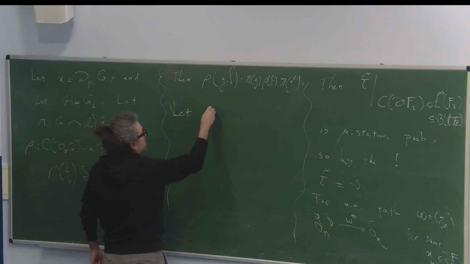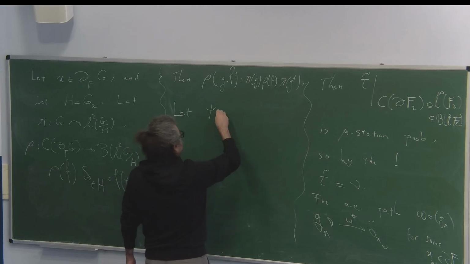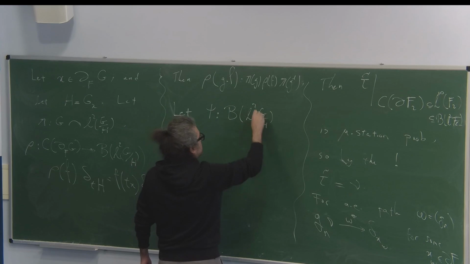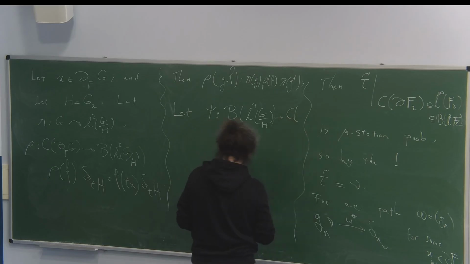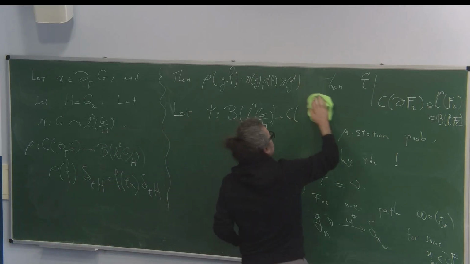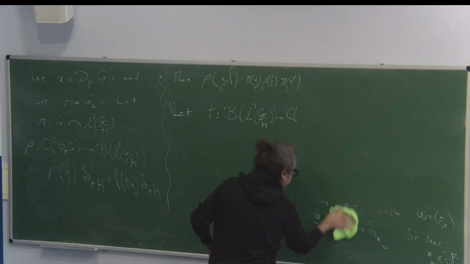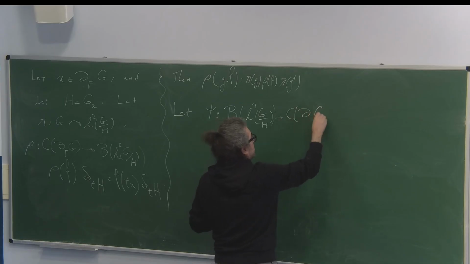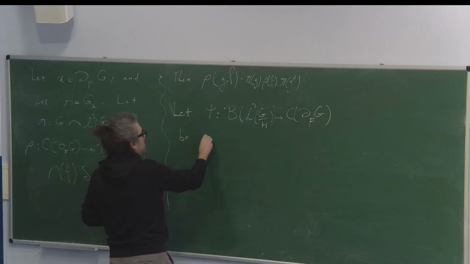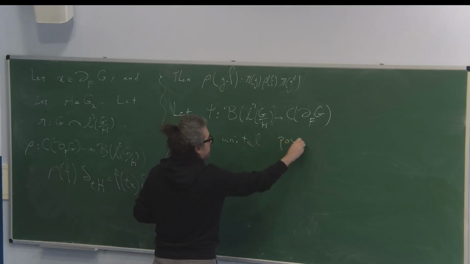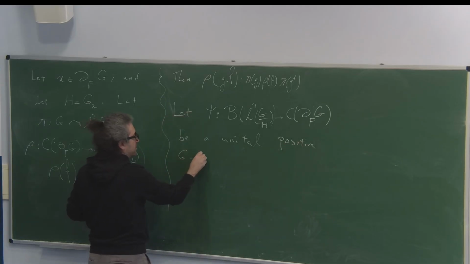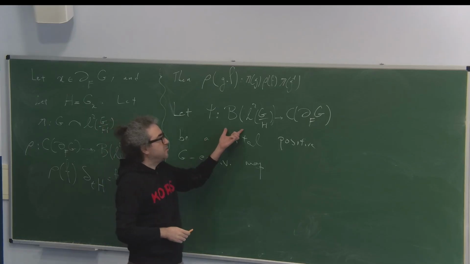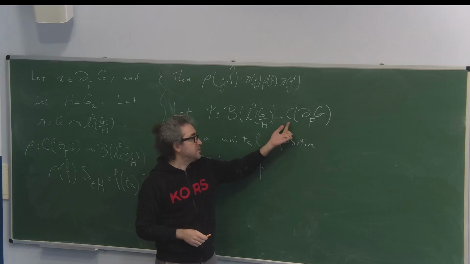So let psi from B of L2 G mod H to continuous functions on the boundary. I'm going to just take it as a fact at this point for the sake of time. Let psi be a unital positive G equivariant map. Such maps do always exist. Take it as a fact.